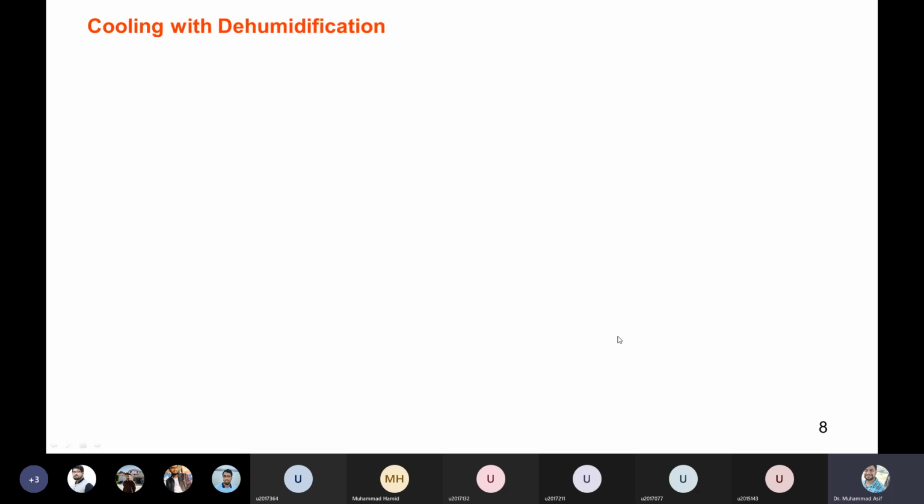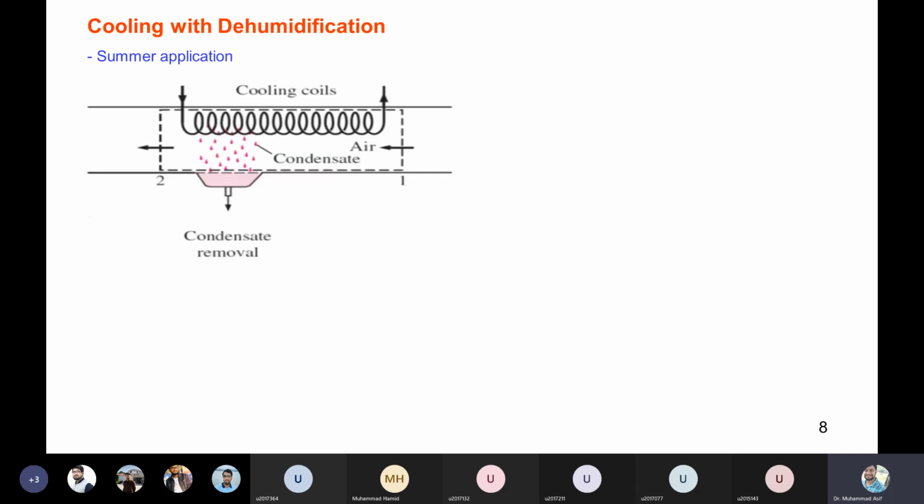And then the next air conditioning process is the cooling and dehumidification process. Right, this is a typical application of summer air conditioning. You know that our domestic air conditioners cool as well as dehumidify, because the surface temperature of the coil is lower than the dew point temperature of the incoming air. So when the incoming air or the room air comes in contact with the cooling coil of that evaporator, it cools down as well as the water vapors condense. So that's called the cooling and dehumidification process.